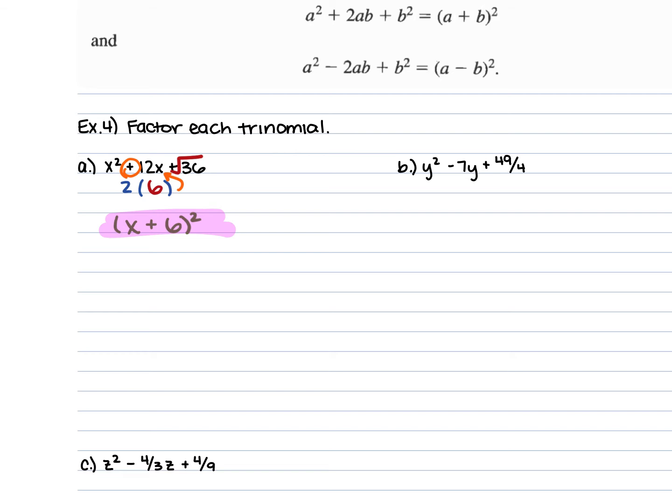If we look at example B, we have y squared minus 7y plus 49 over 4. Now another way of doing this is you could take your b term, which is negative 7, divide it by 2, and square it. If it gives you the 49 over 4, it's a perfect square trinomial. So the only thing you'd have to do is take that negative 7 over 2 squared and put an x in front of it. So it gives you your x minus 7 over 2 to the second power.